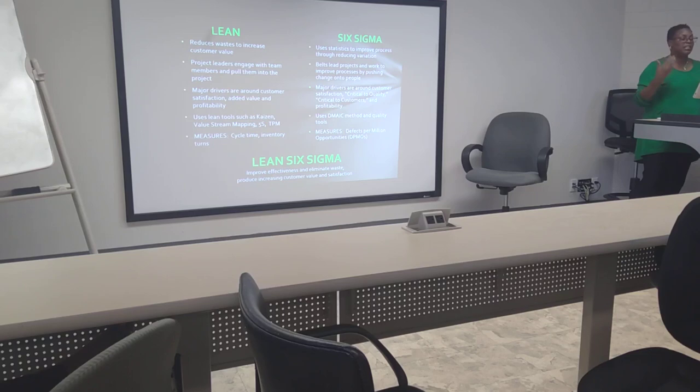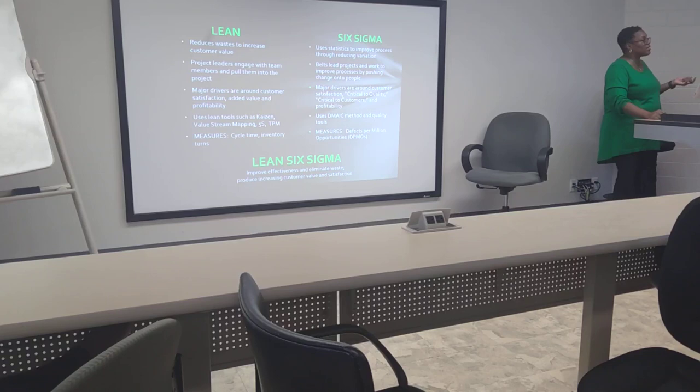Six Sigma actually uses stats to improve the process through reducing variation. So you're still reducing waste, regardless of whether it's through stats or some type of tool. Belts, which is what I talked about just now, lead projects and work to improve the process by pushing change onto people. So you have a lot of Lean Six Sigma belts that work in institutions now. That's all they do. They take on projects. We have one, AUTMB. They go to each department and take on various projects that can reduce waste and improve outcomes as well as reduce costs.